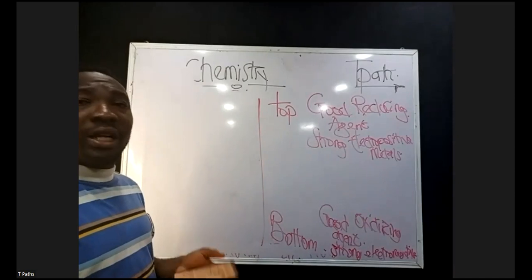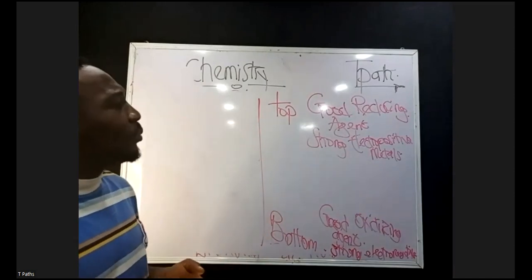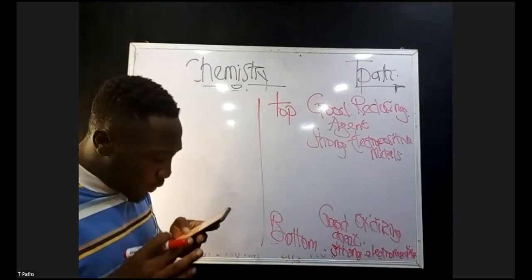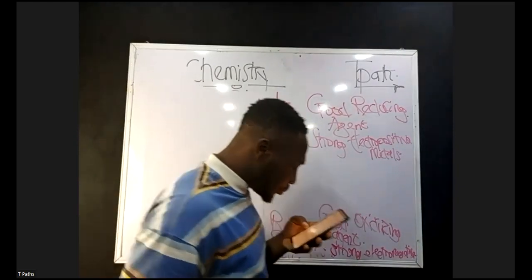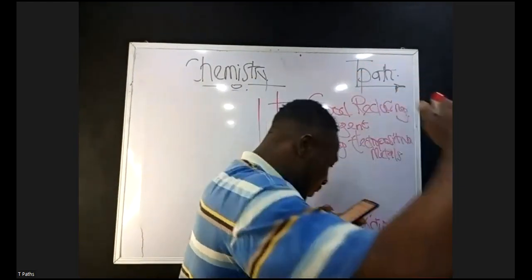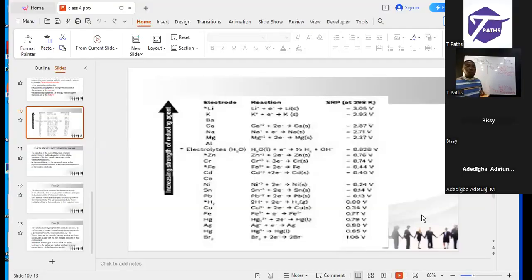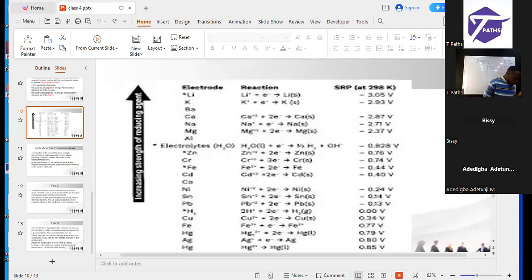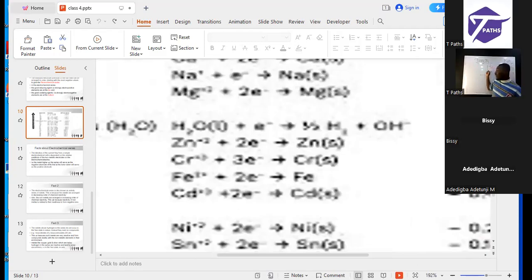Now, next you can see a diagram. Let me quickly explain that picture there. You can see lithium, you can see potassium. Lithium and potassium are good reducing agents. They are found at the top, so I'll cut the demarcation here. You can see lithium, potassium, barium, calcium, sodium, magnesium. Most metals of group 1 and group 2 are found at the top.